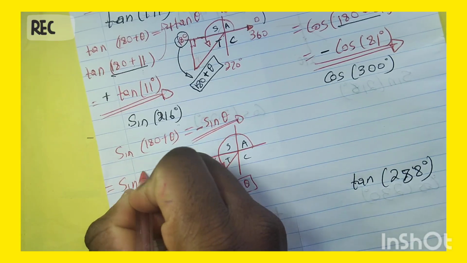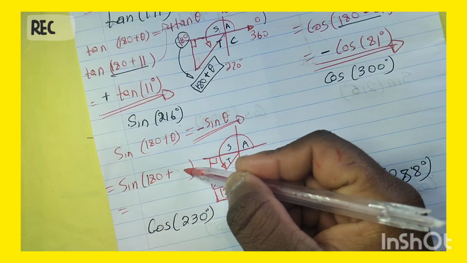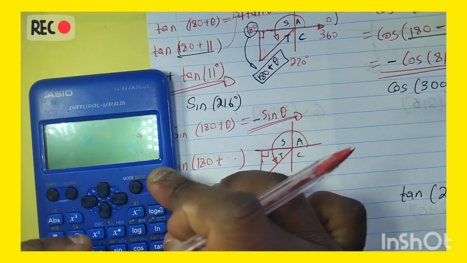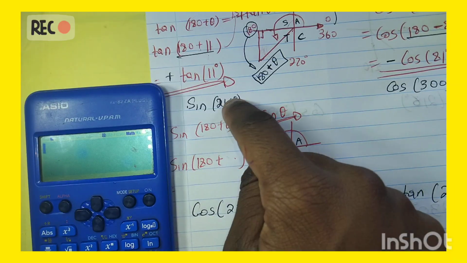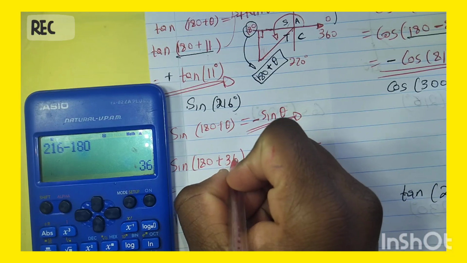According to the question, this is what we're supposed to do. Plus, what number can I put here? When I add it to 180, I should get 216. That number, guys, is this one. You just say up minus below, just like this, so it means it's positive 36.